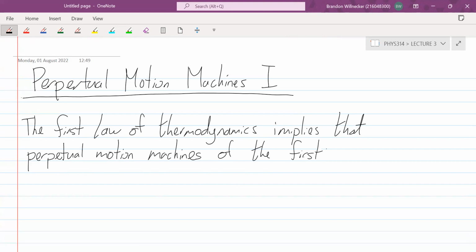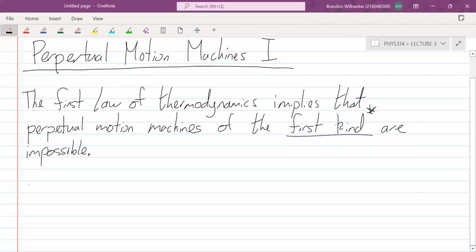Yeah, so again, there's different groups. So this talks about the first group. The first kind are impossible. Okay, so that's one of the results we get from this first law of thermodynamics. Now, what is this first grouping of perpetual motion machines? Let's have a look at that.